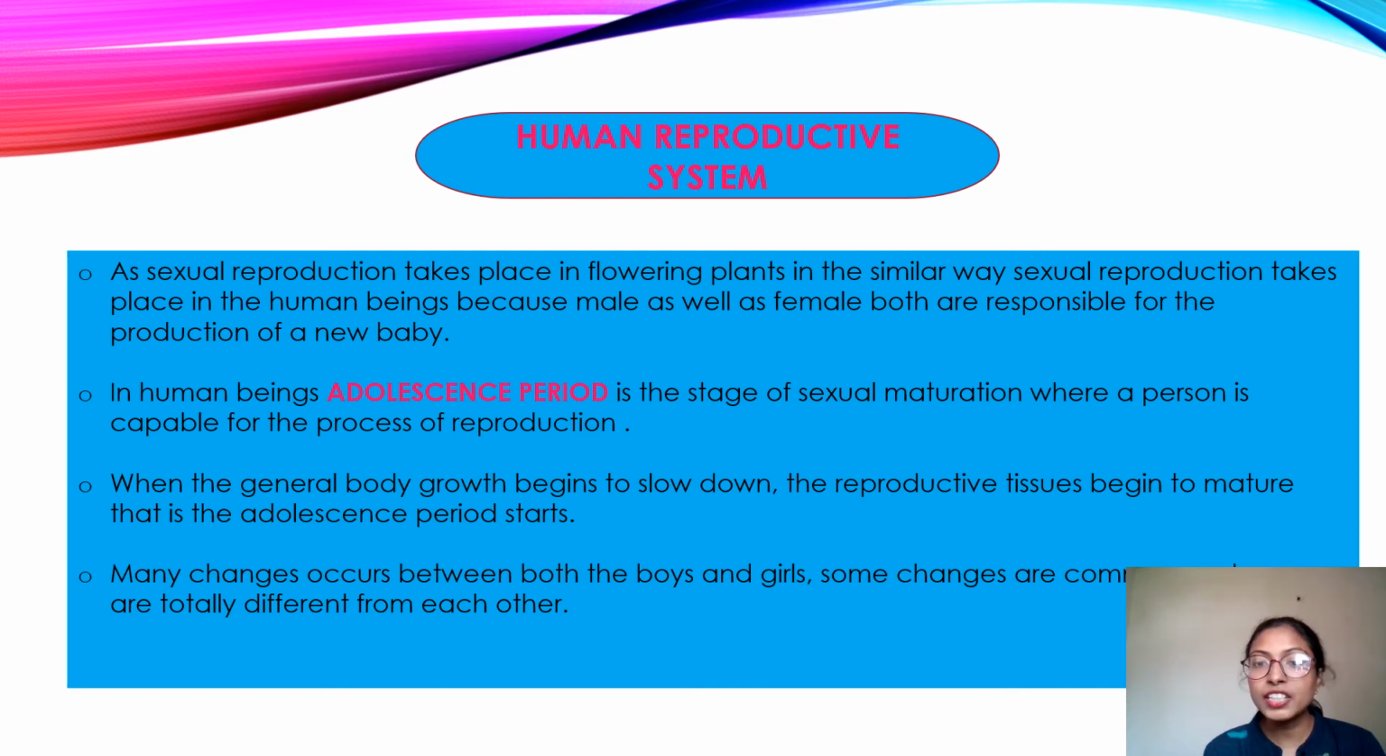So what are the reproductive tissues? The reproductive tissues are the germ cells, that is the sperm and the egg. They begin to mature so that reproduction can take place. Now many changes occur in both the boys and the girls. Some changes are common and some changes are totally different from each other. So we will see what the common changes are and what the different changes are.